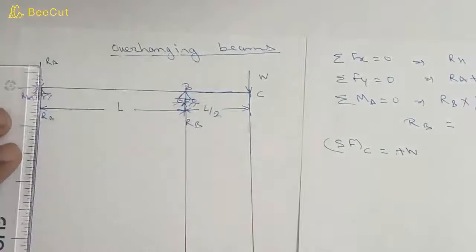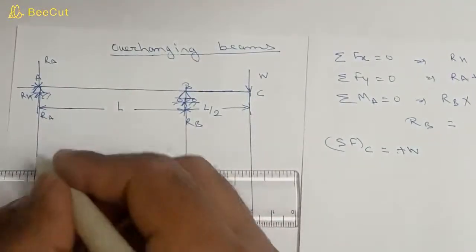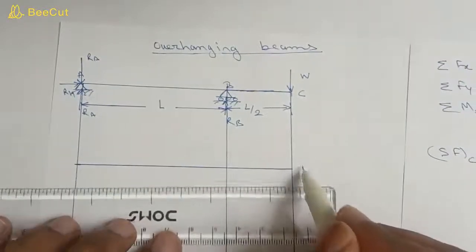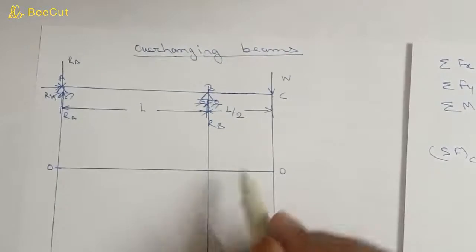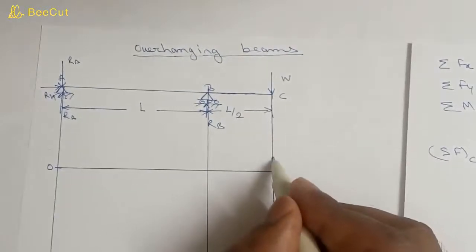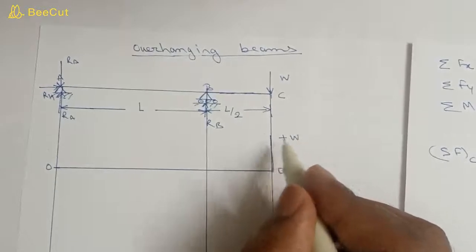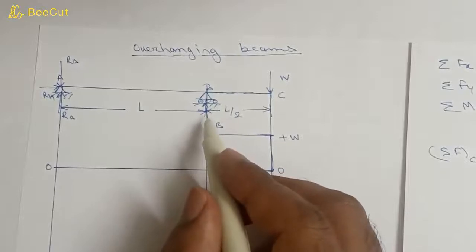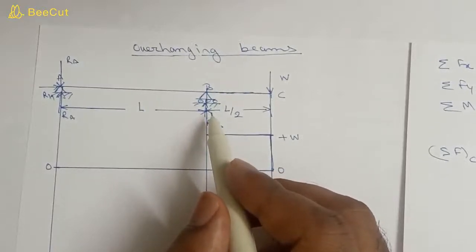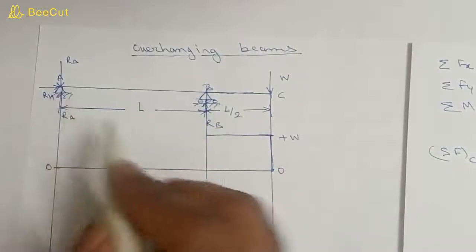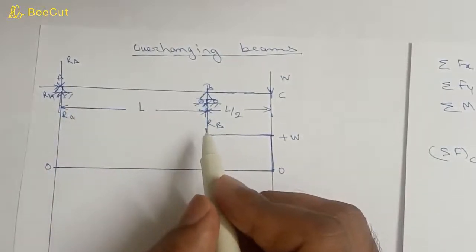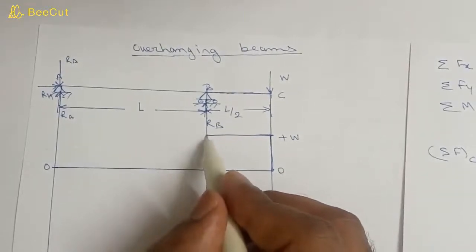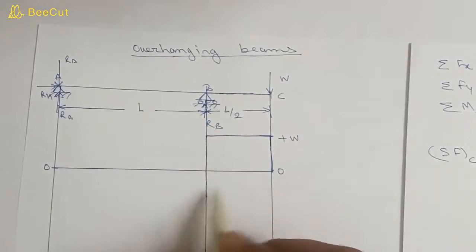Now we have drawn all the lines. Let's draw the shear force here. This is 0. So shear force is plus W here. So we will draw it as plus W, and shear force is constant up to here. Now Rb is 3W by 2, and it is acting upward and this is downward, so it will be negative 3W by 2. So this force will be in negative direction, so 3W by 2 will come to here.